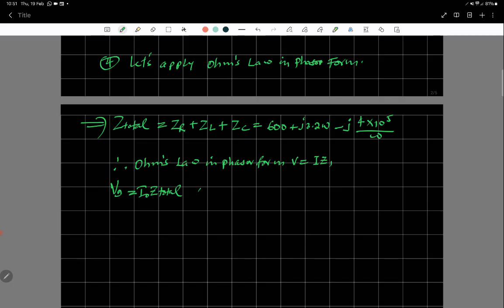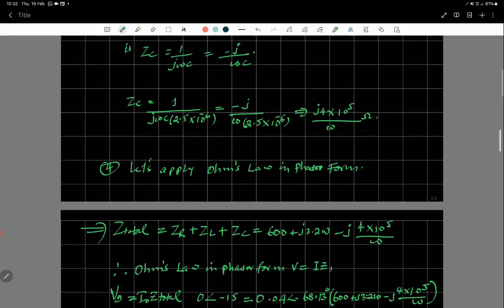Which is equal to minus 15 is equal to 0.04 times 0.13 times 600 plus j 3.2 omega minus j 4 times 10 power 5, which in turn is equal to, now we are almost approaching the end of this question.